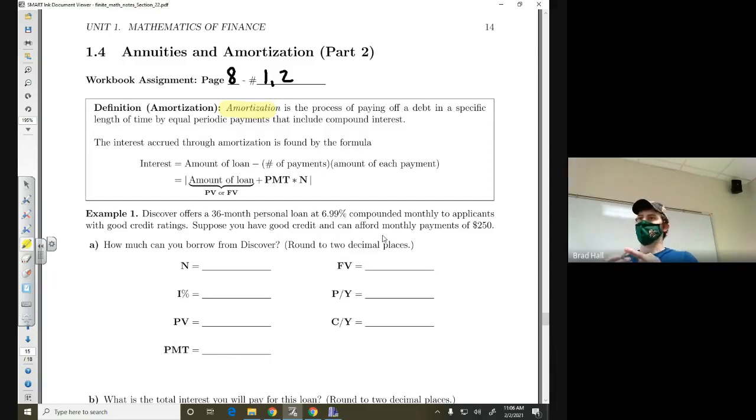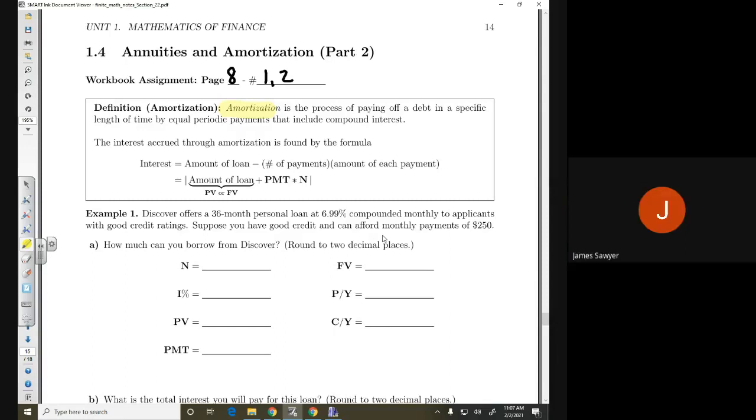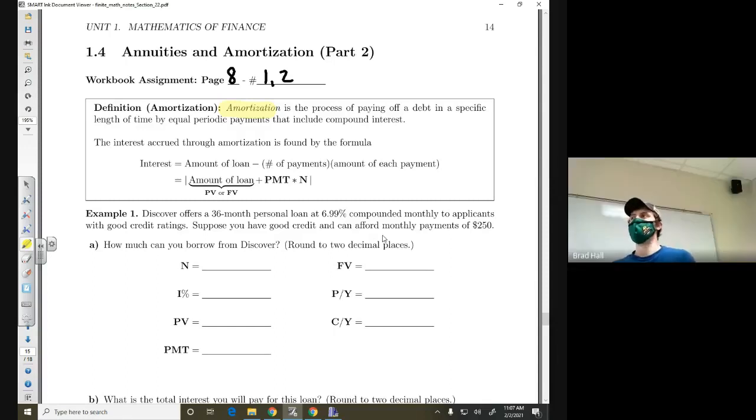But if you see the word amortize or annuity, which we talked about annuity in the last section as an account you put money into, amortization is an account you're paying off. We treat it the same exact way though. We're going to treat them very similar. The only difference is one of them is going to have PV as a defined value and one's going to have FV as a defined value.